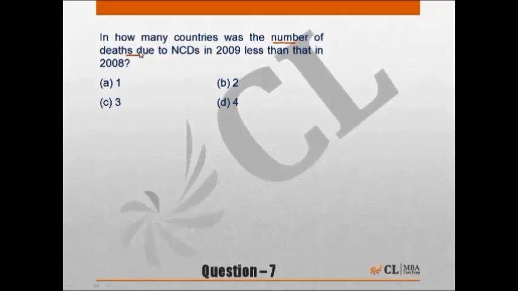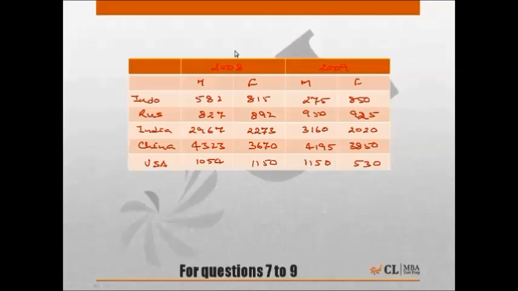In how many countries was the number of deaths due to NCDs in 2009 less than that in 2000? So, number of countries with deaths due to NCDs was less in 2009. Let's do an approximation. Don't worry about doing the exact calculation. I can say the total number for Indonesia: 500 plus 800, 1300, approximately 1400, falling down to 850 plus 3, 1050. So Indonesia has declined. This is one of my answers.